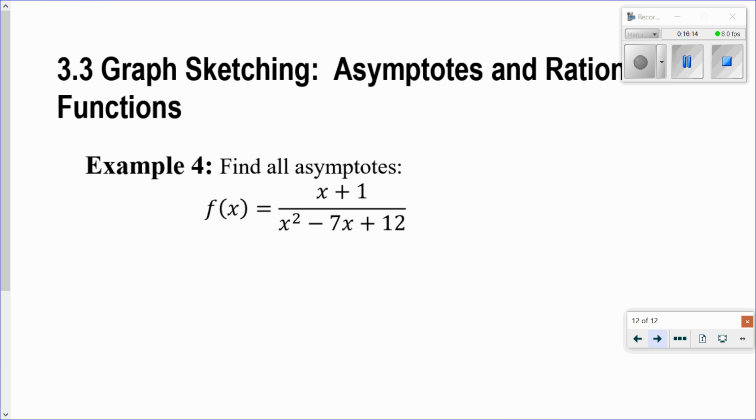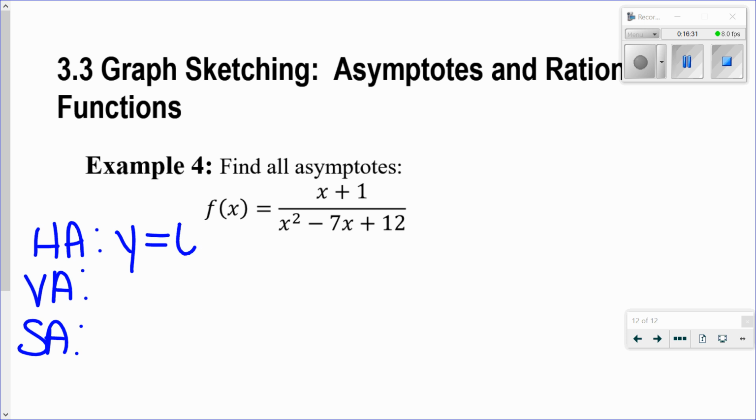And our last one, again, HA, VA, and SA. And let's look at those degrees. Where is the degree smaller? Smaller in the top. That means horizontal is y equals 0 and slant is none. We answered 2 of them at once.